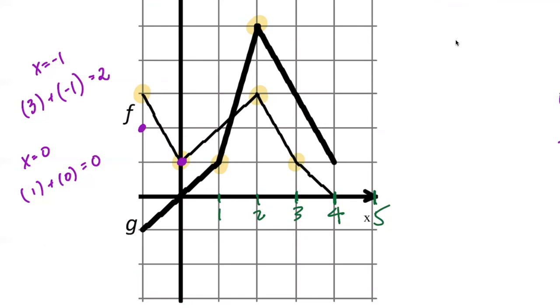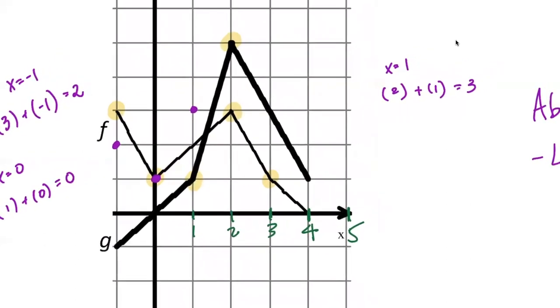Okay, so we move forward to x equals 1. When x is equal to 1, f of 1 is equal to 2, and then g of 1 is equal to 1. So that gives us the value of 1 plus 2, which is 3. We put a dot right there, and then we keep going.